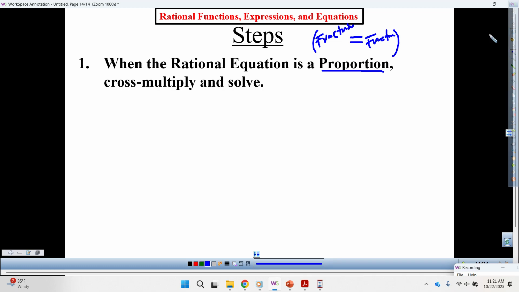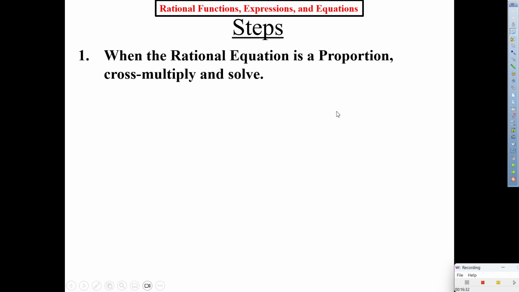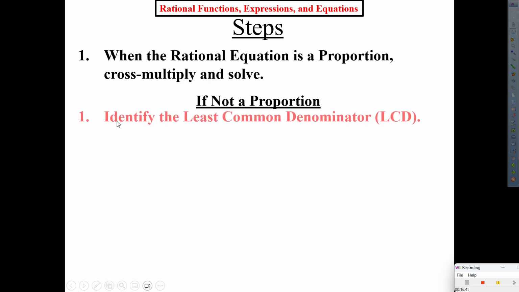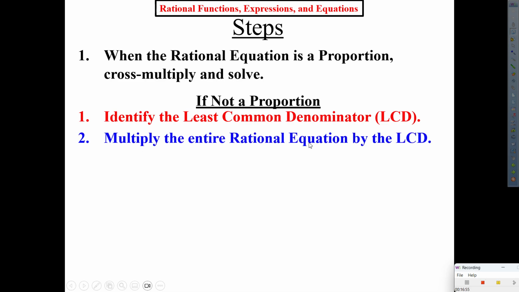But then you're like, what if it's not, Mr. Q? Well, look up. If it's not a proportion, write that down. If not a proportion, I'm going to give you 3 different steps. Step 1, identify the least common denominator. Step 2, multiply the entire equation by the L.C.D., the least common denominator. Step 3, simplify and solve.